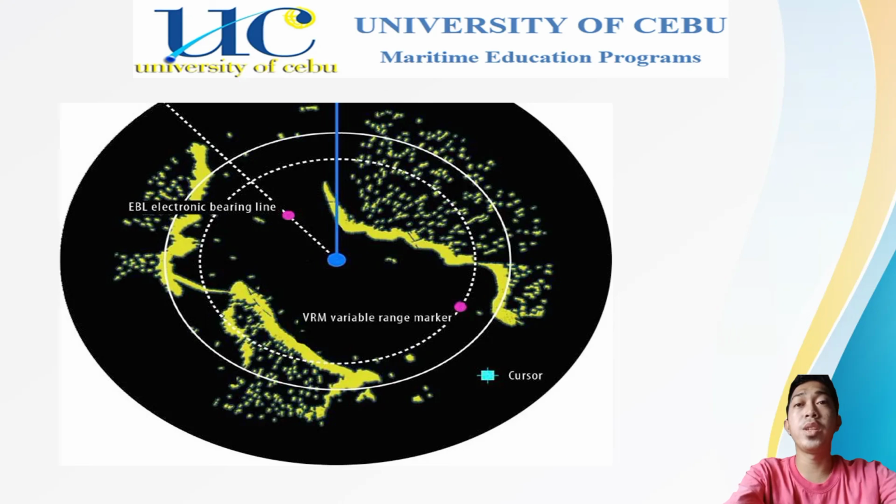So in this slide, we can see the EBL and the VRM. The EBL is the broken straight line, or the electronic bearing line, and the VRM is the variable range marker.